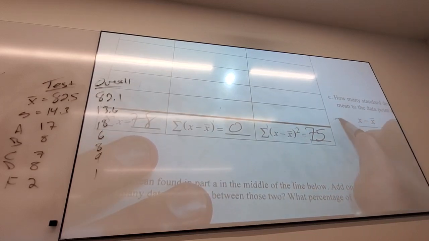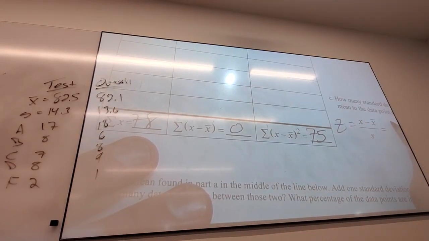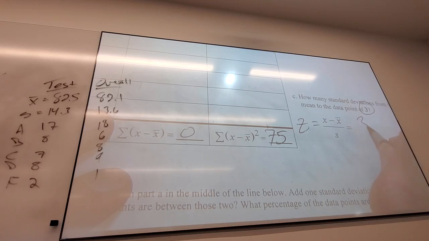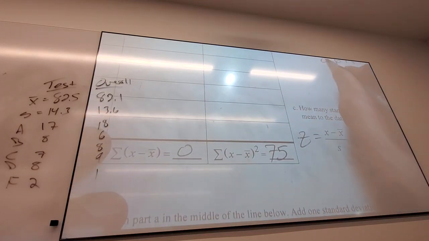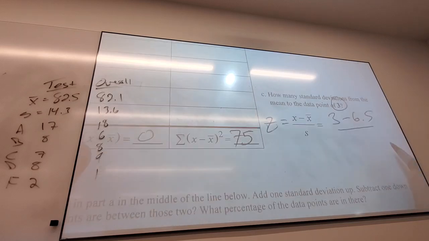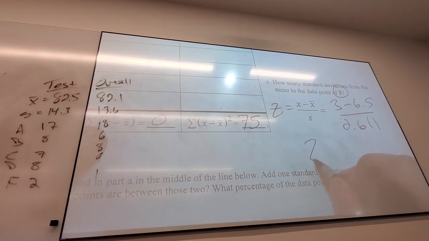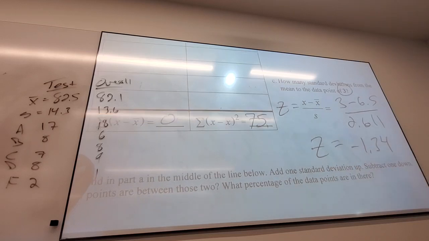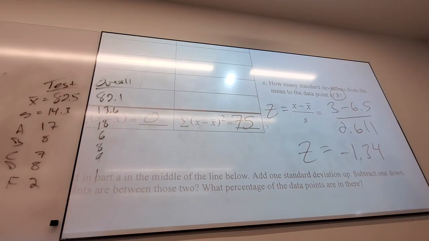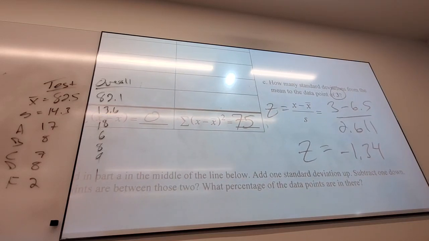So the data point is 3 for this problem here. So I want 3 minus the mean, divided by how big each step is. What did somebody get for that? Negative 1.340. Okay. And you'll see why later.